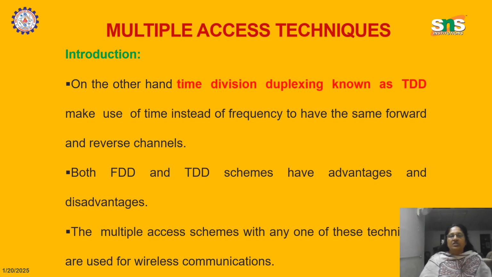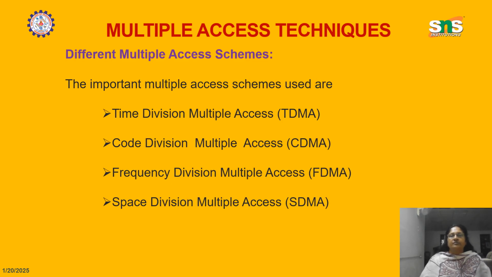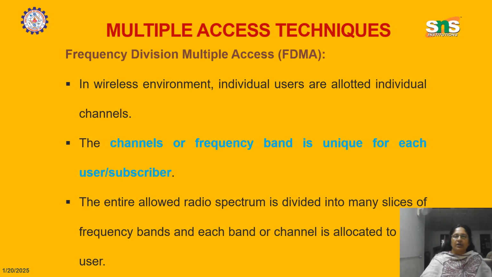On the other hand, time division duplexing, known as TDD, makes use of time instead of frequency to have the same forward and reverse channel. Both FDD and TDD have their own advantages and disadvantages. The multiple access schemes with any one of the techniques are used for wireless communication. These are the different multiple access techniques available. The important multiple access schemes are time division multiple access, code division multiple access, frequency division multiple access, and space division multiple access.